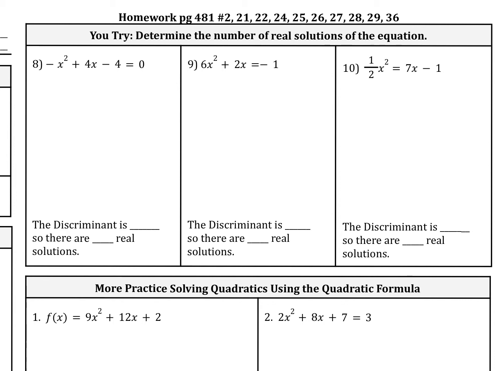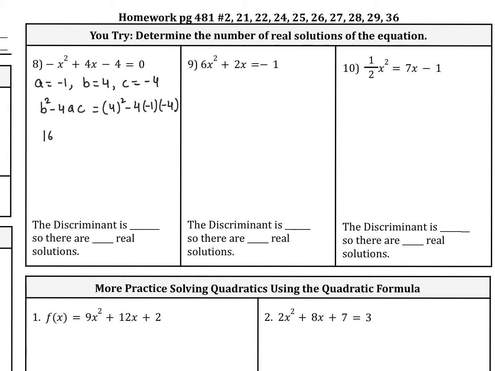For number 8, the equation is already in standard form and is equal to 0. So all you have to do is recognize a, b, and c, and then plug them into the discriminant formula b squared minus 4ac. That's going to be 4 times negative 1 times negative 4, and that's going to be 16. So the square of 4 is 16, and negative 4 times 1 is positive 4.